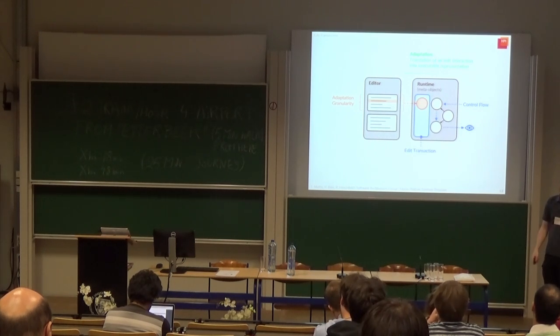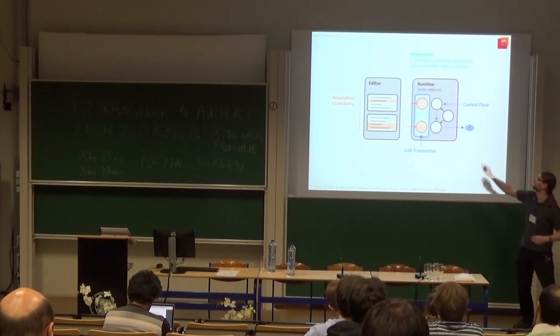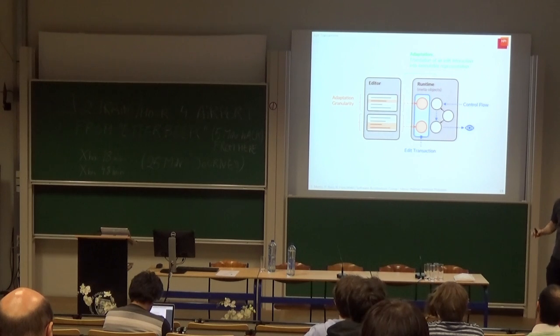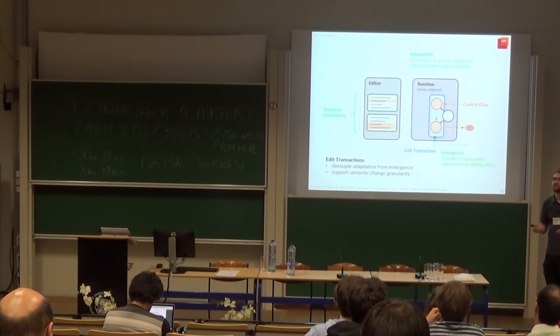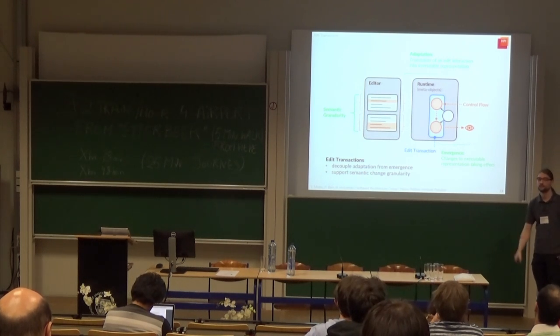And what edit transactions do is they still preserve this adaptation. So you can do a couple of changes and collect them as executable meta objects in the runtime. You can run tests on it, you can inspect it, you get feedback whether it compiled or not. But it isn't visible to the control flow at that moment. Only when you decide to atomically activate the edit transaction, then you will have emergence. So edit transactions are a mechanism to decouple this adaptation and emergence in live programming environments.